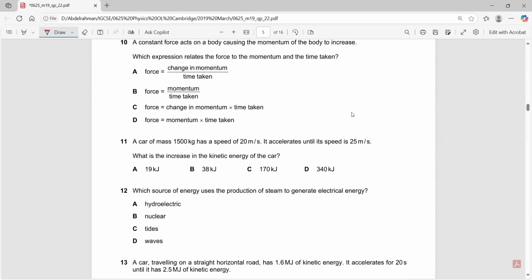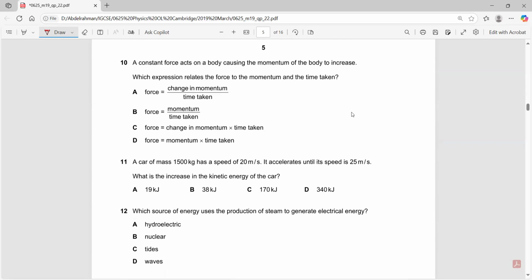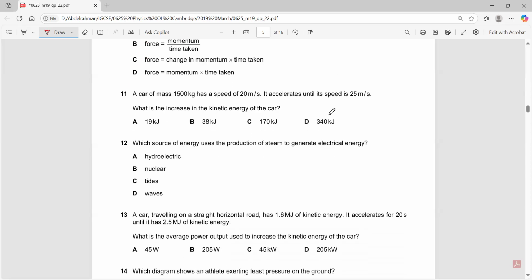A constant force acts on a body causing a change in momentum. Which expression relates the force to the momentum? Force. The definition of force. What is the definition of force? It's the rate of change of momentum, or basically the change in momentum divided by the time. Impulse, right? Impulse is force times time, which is equal to the change of momentum.